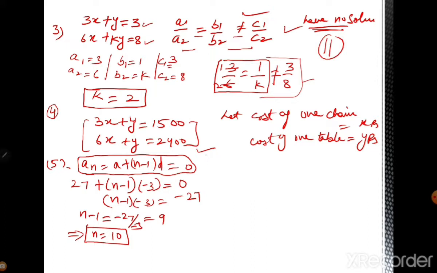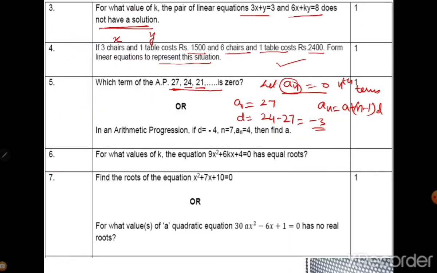So now it's the OR part. OR: in an arithmetic progression, we know that if d is minus 4, n is 7, an is 4, then find the value of a. Again an is given, that is 4.